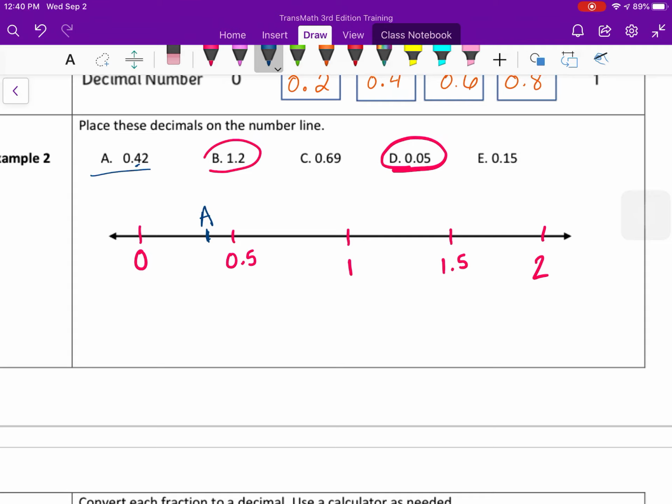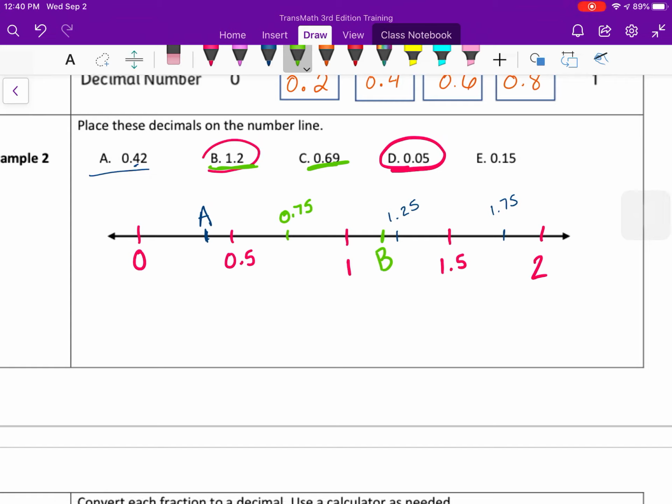1.2, if I think about that, if I divide 1 and 2 into a half and then a half again, well, this is 1.25, that's a fourth, and this would be 1.75. So 1.2 would be just a little bit less than that quarter. That would be approximately where B is. 0.69, remember halfway between 0.5 and 1 is 0.75. So 0.69 is going to be just a little bit less than 0.75 and a little bit more than 0.5. So that's where I would estimate C to be.